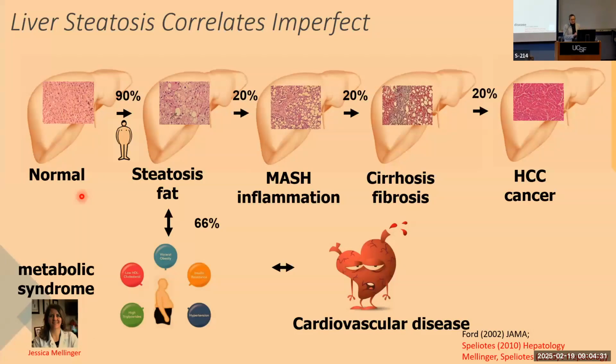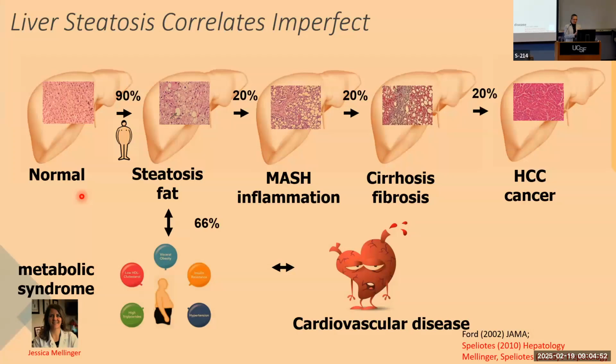And similarly, in work that I did in the Framingham Heart Study many years ago when I was a fellow, we found that individuals that had more than 30% steatosis, 66% of them actually had this thing called the metabolic syndrome, which is having high triglycerides, low HDLs, visceral adiposity, insulin resistance, and hypertension. And some of these develop cardiovascular disease.